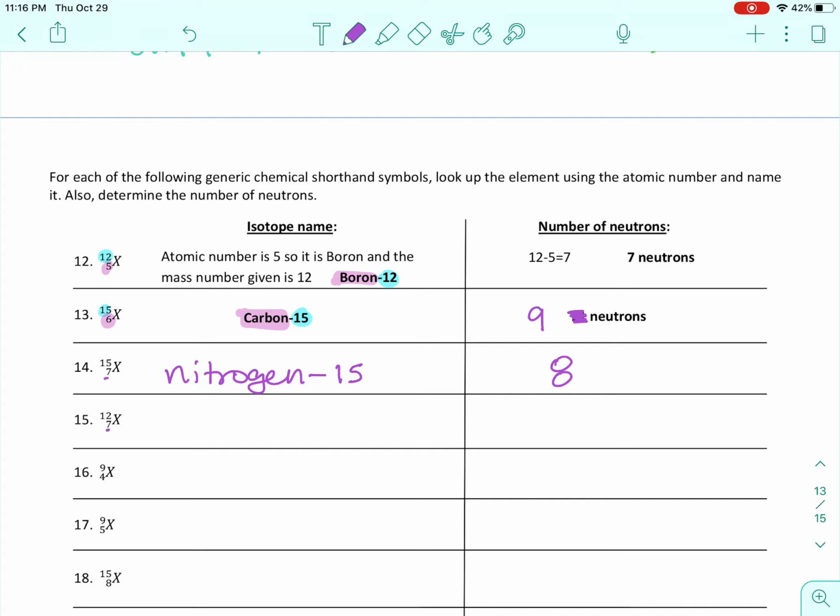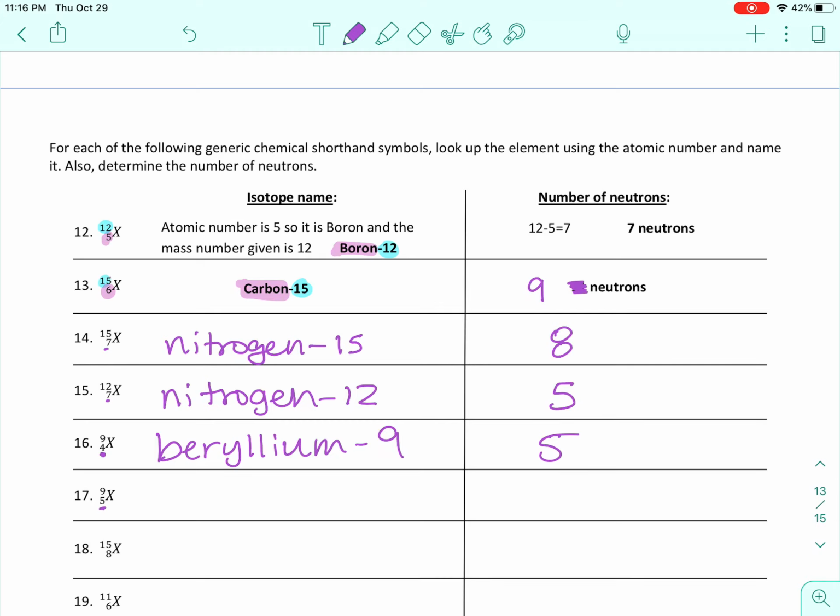Okay, number 15, again, atomic number is 7. Look it up on the periodic table. You'll find that it is nitrogen. This one's going to be nitrogen 12. 12 minus 7 is 5. 5 neutrons. The next one, the atomic number is 4. That's going to be beryllium. Beryllium 9. 9 minus 4 is 5 neutrons.